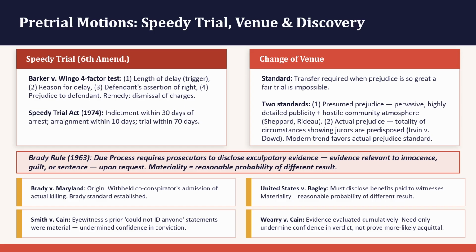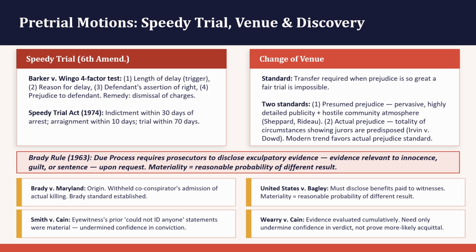The Speedy Trial Act of 1974 gave concrete deadlines: indictment within 30 days of arrest, arraignment within 10, trial within 70. Change of venue is required when publicity has so permeated the community that a fair trial is impossible.